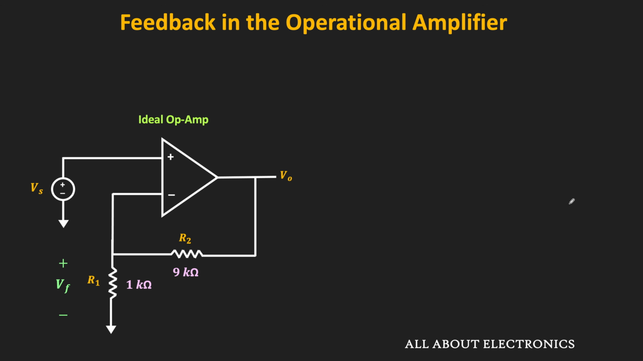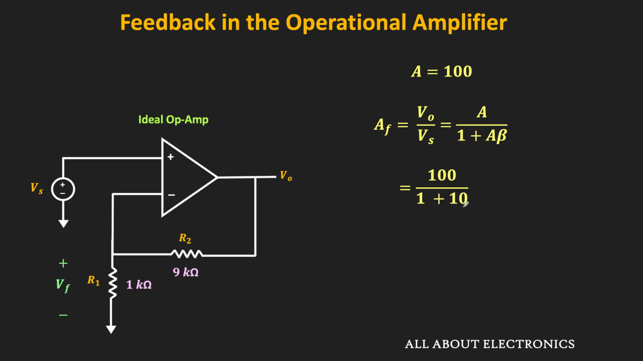For example, if the open loop gain of the op-amp is equal to 100 and the feedback factor is equal to 0.1, then in that case, this Aβ is equal to 10. So in that case, if we see the closed loop gain, that is equal to A divided by 1 plus Aβ. Then that is equal to 100 divided by 1 plus 10. And if you calculate the value, then that is equal to 9.09. So as you can see, now instead of getting the gain of 10, the actual gain that we are getting is equal to 9. And as you can see, it is a little off from the expression.